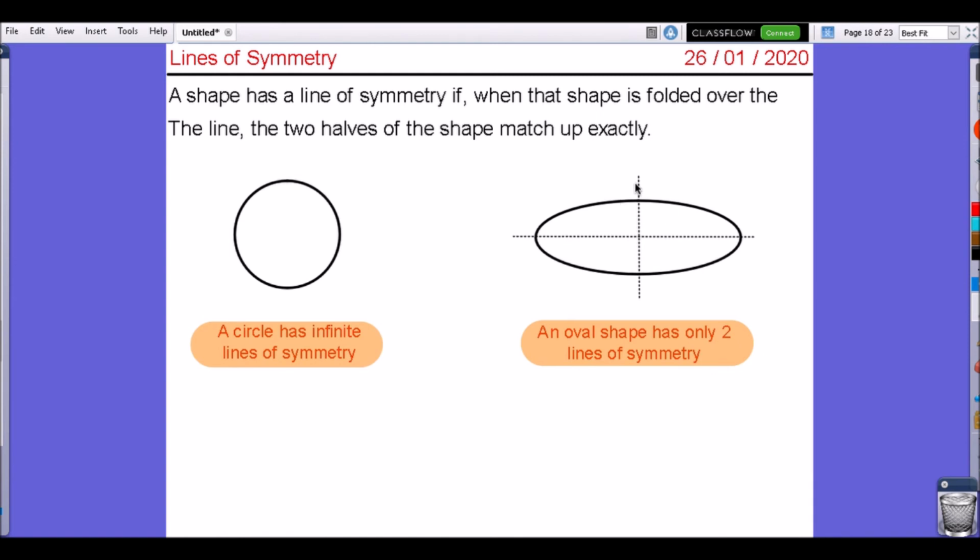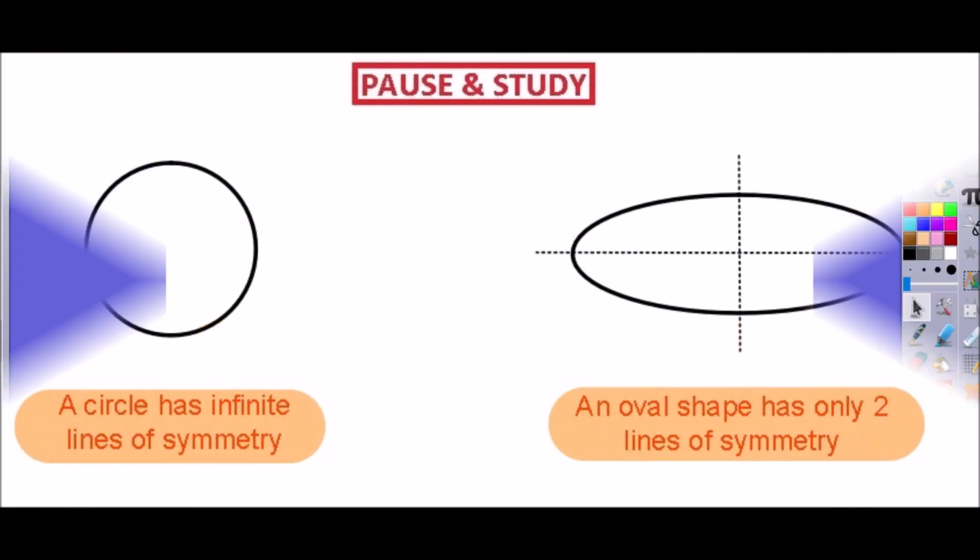All right, so here we have a line of symmetry that comes this way. If you fold the shape over this line of symmetry here, they will both match up exactly. The 2 halves will just match up exactly. And if I have this line of symmetry here, if I folded the shape over this line of symmetry, the 2 halves also will match up exactly. All right.